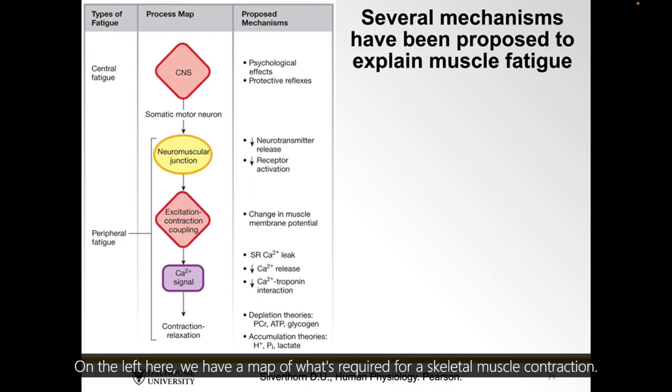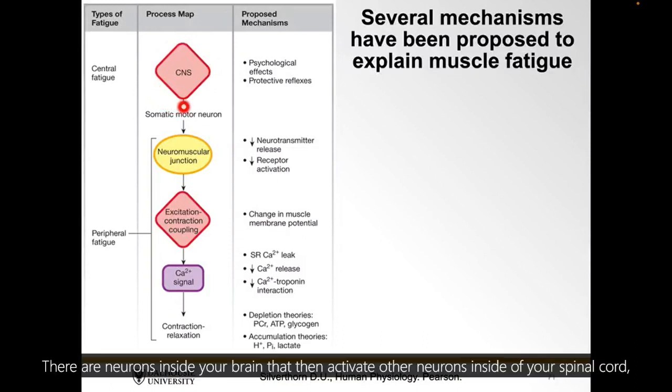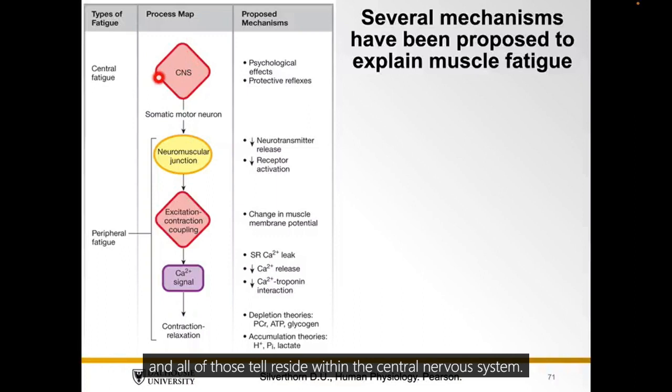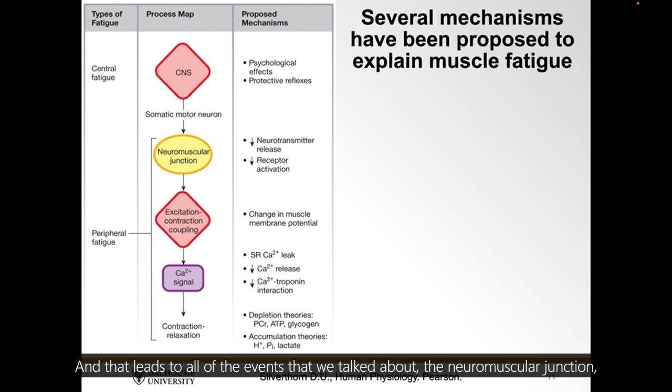On the left here, we have a map of what's required for a skeletal muscle contraction. When you contract a muscle, you first make a conscious decision, and that's part of your central nervous system. There are neurons inside your brain that then activate other neurons inside of your spinal cord, and all of those still reside within the central nervous system. At one point, the neuron within the spinal cord synapses with the somatic motor neuron, and that leads to all of the events that we talked about: the neuromuscular junction, the excitation-contraction coupling, the calcium signal, the cross-bridge cycling, and so on.